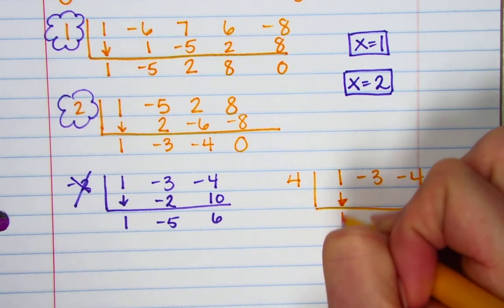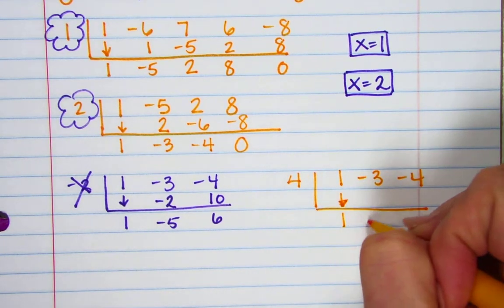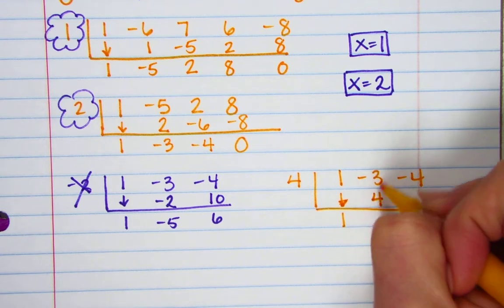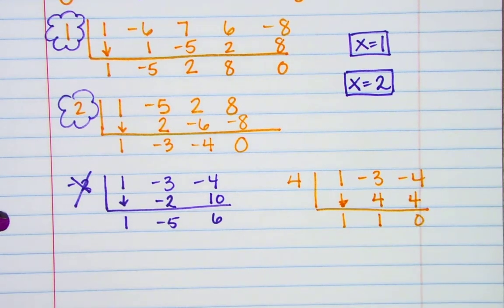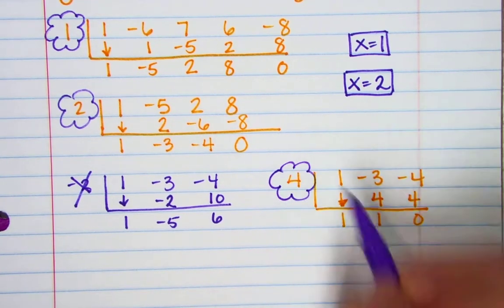So bring down the 1. 4 times 1, 4. That gives me 1, 4, 0. So 4 did work. All right, so you only had to do 1 that didn't work.